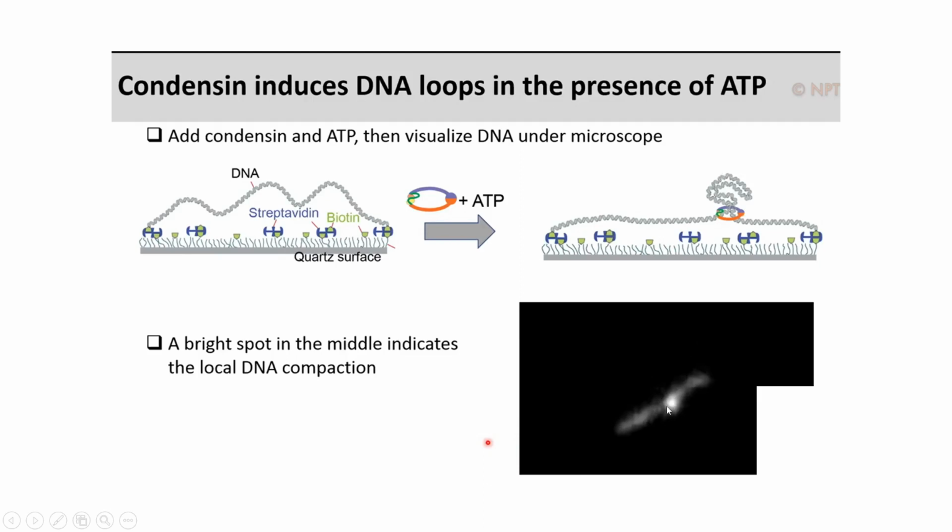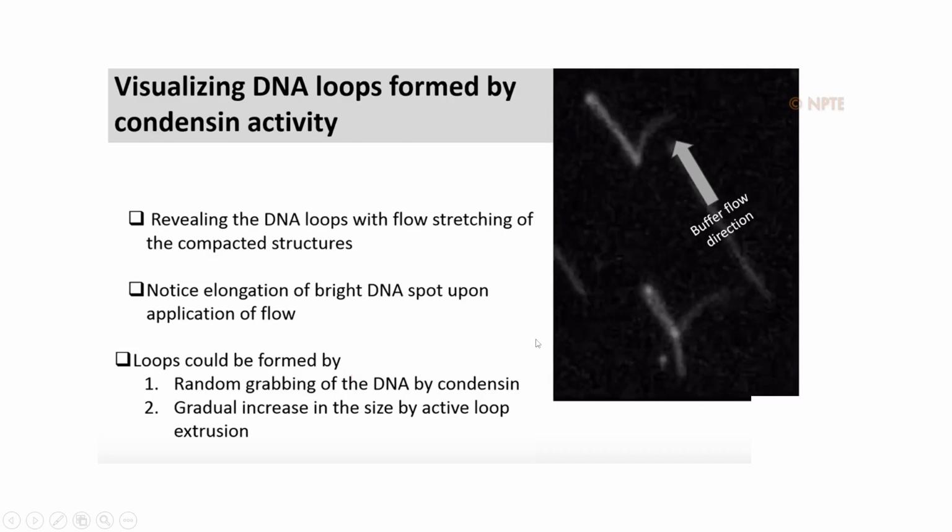There, the DNA is getting compact by the formation of the loop. This suggests that the role of condensin is to form a loop and to further compact the DNA. You can see the local DNA compaction occurring. After the DNA is compacted and the loop is formed, if you flow the buffer, for example on this attached DNA, in the horizontal direction, then in the vertical direction you will see how much of the loop is formed. So this is an extended loop.